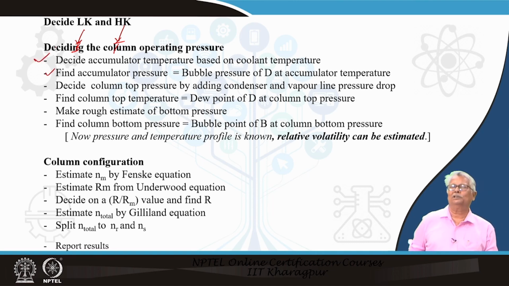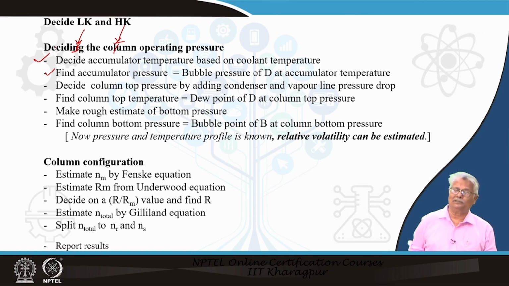Next, we are required to find out the column top pressure. The column top has to be at a slightly higher pressure, because the vapor has to flow from the column top through the overhead lines for vapor, go to the condenser and finally come out of the condenser in the condensed form. Typically, the pressure drop will be of the order of around 0.3, 0.4 kg per cm square, which is added to the accumulator pressure in order to have an estimate of the column top pressure.